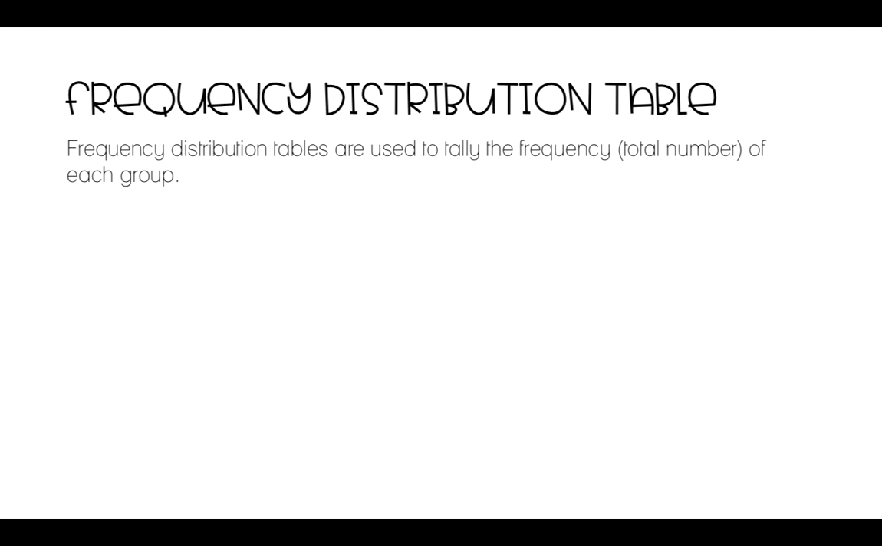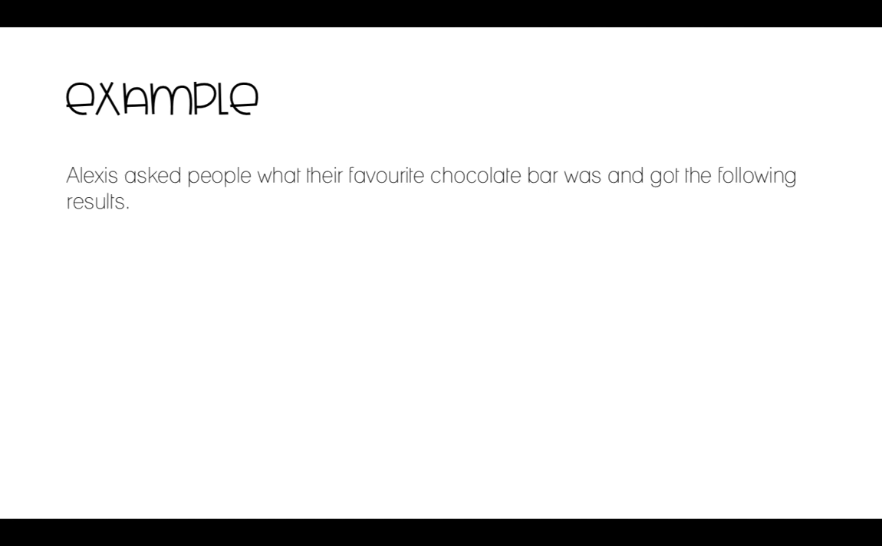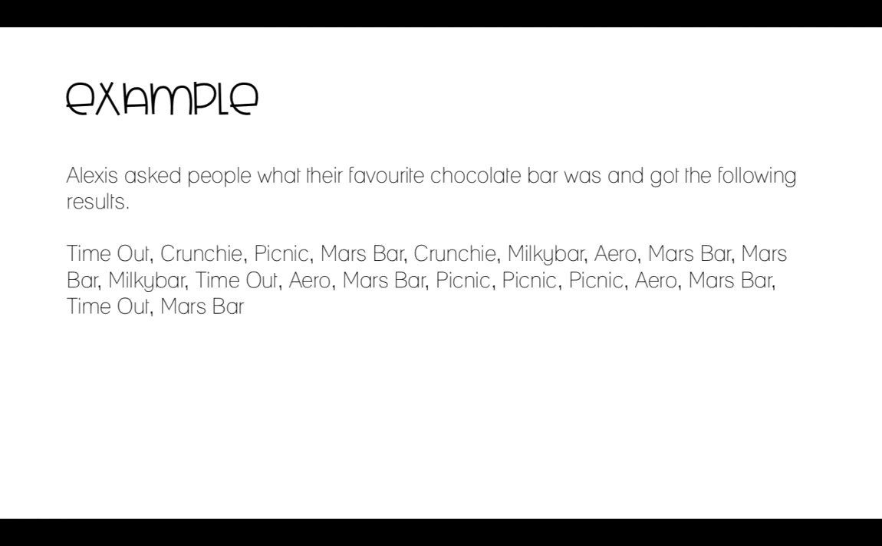Now let's recap frequency distribution tables, because these are an important way that we collect and summarize data. So frequency distribution tables are used to tally the frequency or the total number of events in each group. Okay, so let's do an example. Alexis asked people what their favourite chocolate bar was and got the following results. How many people were surveyed? So we count up how many results there are.